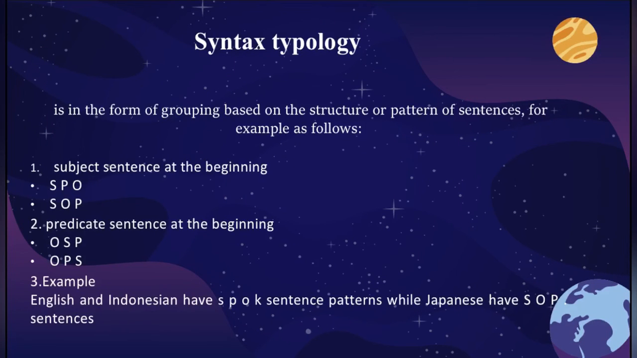Syntactic typology is a grouping based on the structure or pattern of sentences, for example as follows. The first, subject at the beginning of the sentence: SPO and SOP. Second, predicate at the beginning of the sentence: PSO and POS. And the third example, English and Indonesian have an SPO sentence pattern, while Japanese has an SOP sentence pattern.